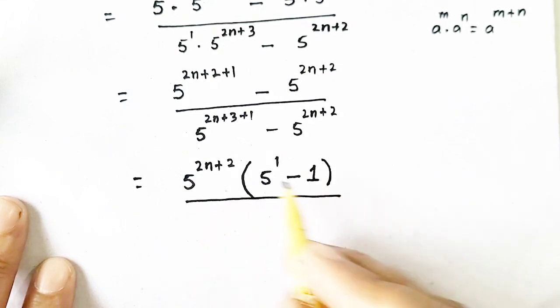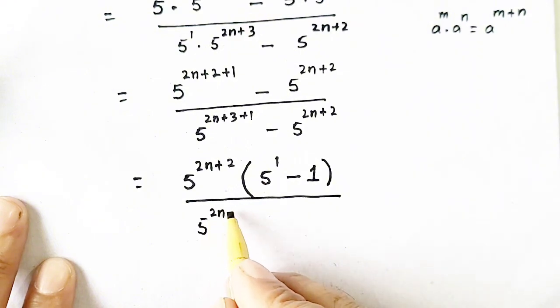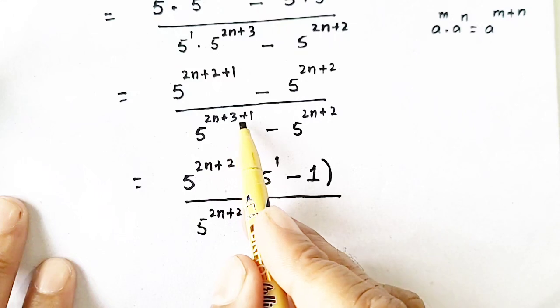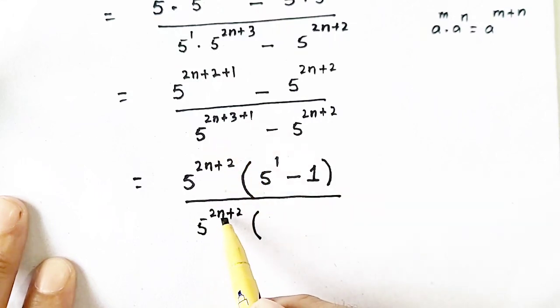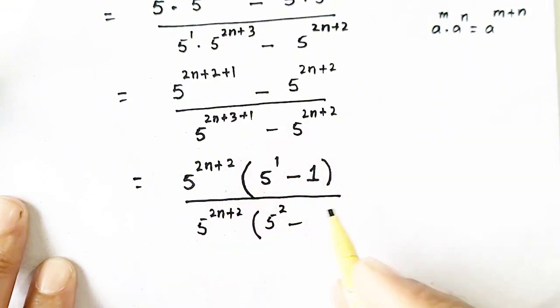And in the denominator, we will take common 5 raised to 2n plus 2. And what will be here? It is 2n plus 4. And we have taken 5 raised to power 2n plus 2 common, so 5 raised to 2 will be here. And it is taken as a whole common, so here will be 1.